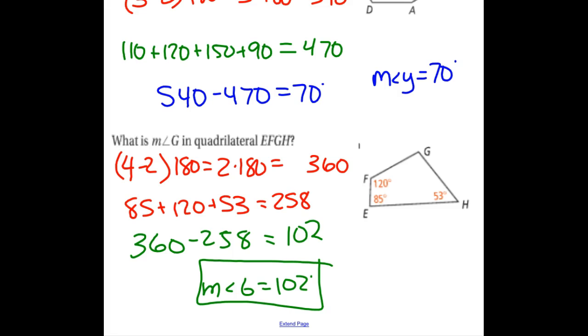I said this is a quadrilateral, 4 sides. The angles all add up to 360. The 3 angles I have add up to 258. I subtracted 258 from 360 and ended up with angle G being 102 degrees. So this completes the first half of our objective today, to talk about the interior angles of a polygon.